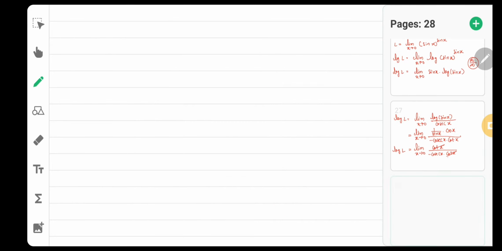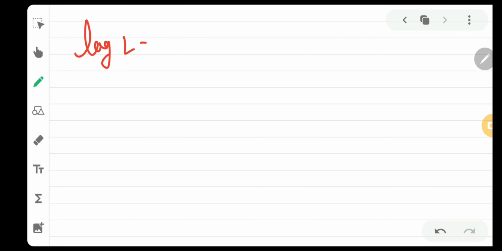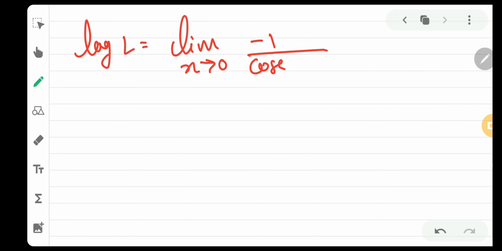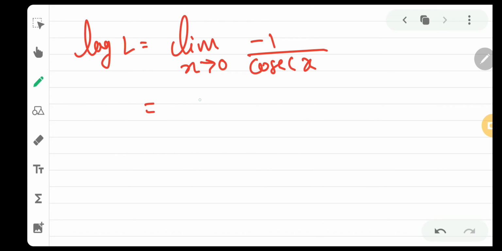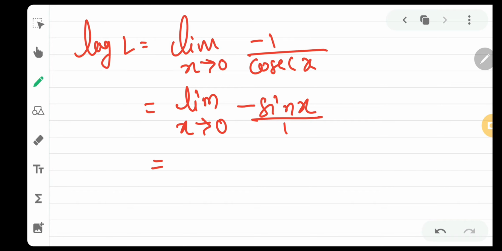So log L has been turned into limit x tends to 0 of minus 1 upon cosec x. Now there is nothing much that we can do, so we literally put down the value. Limit x tends to 0 of minus sin x, because 1 upon cosec x is nothing but sin x, so it is a solvable limit. Sin of 0 is 0, so you will get log L as 0, because minus sin 0 is minus 0, which is 0. And the base, if you notice, is e. If the base is not written, it is e.